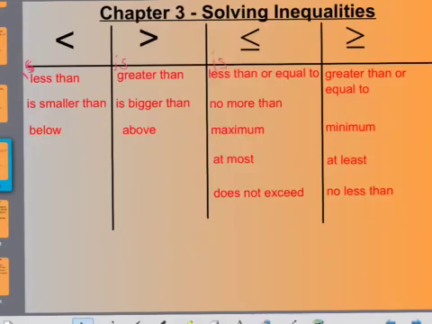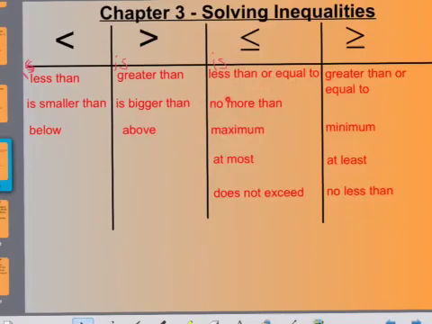When we had equations, we used the word is. It's the same thing here, but now we're saying it is less than. So that lets you know when to use an inequality symbol. Is smaller than, below. When it's greater than, it is greater than, it is bigger than, it's above. When it's less than or equal to, it might say it is less than or equal to. No more than is a big one.